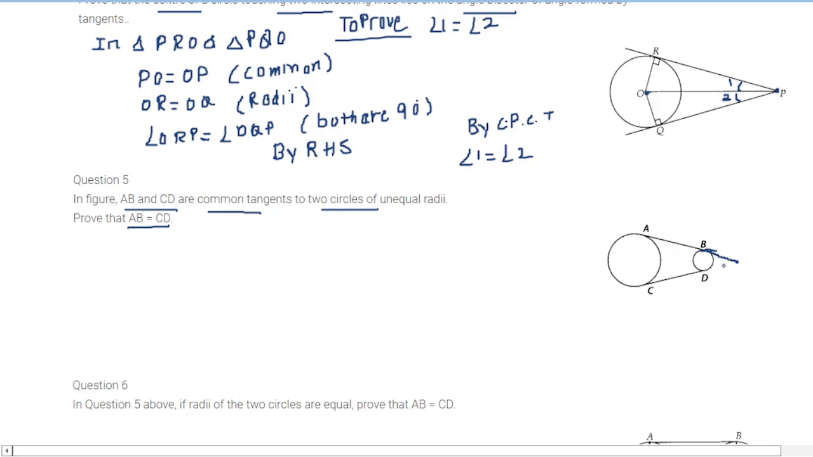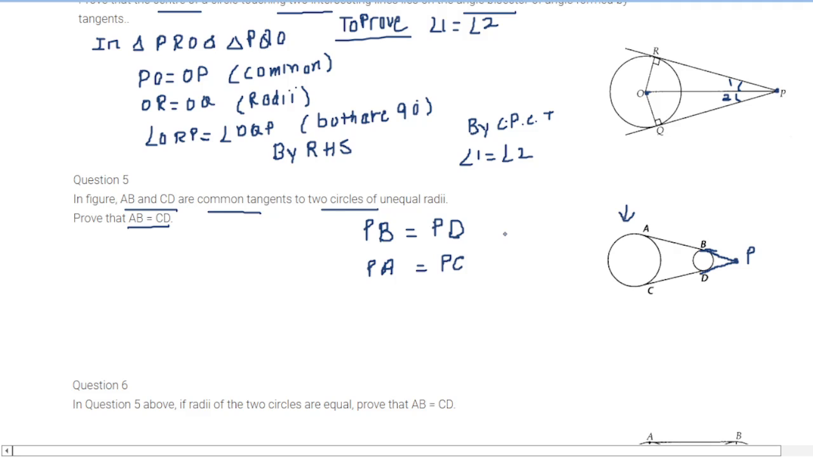Now if you observe in the smaller circle, PB and PD are tangents to the small circle from the same external point P. So it means PB is equal to PD because tangents drawn to a circle from the same external point are equal. Now in the bigger circle, PA and PC are tangents to the same circle. It means PA is equal to PC, same reason. So let's name this as 1 and this is 2.